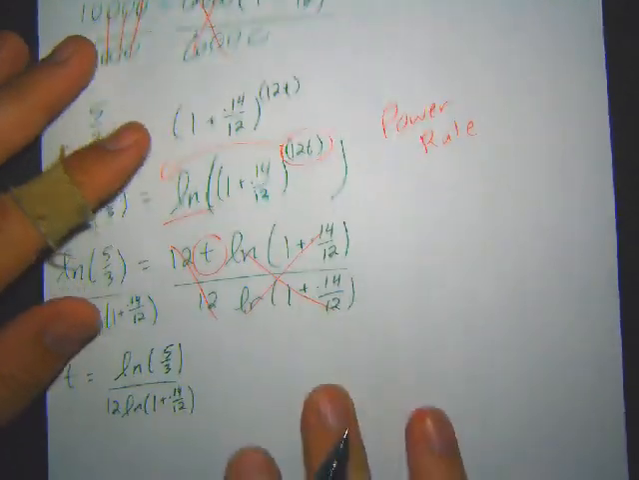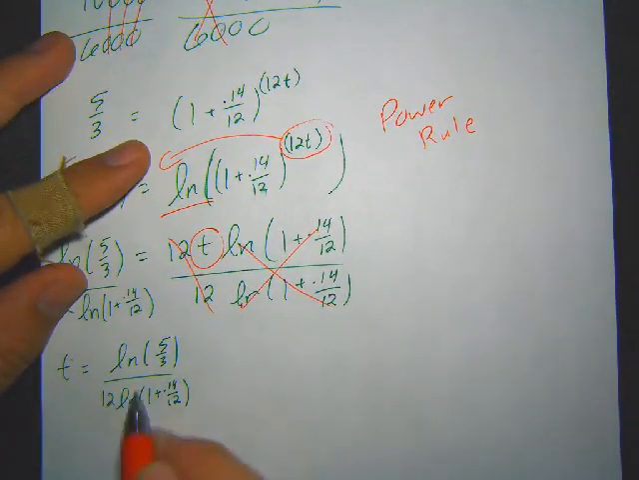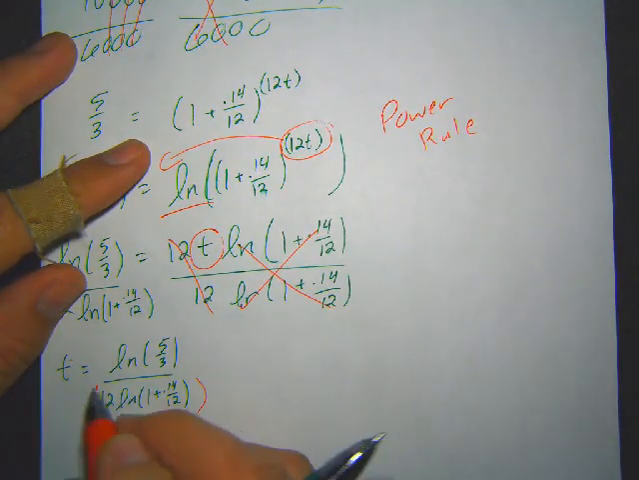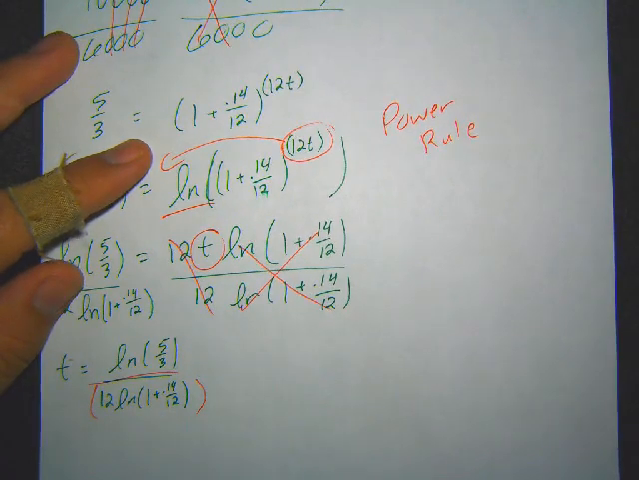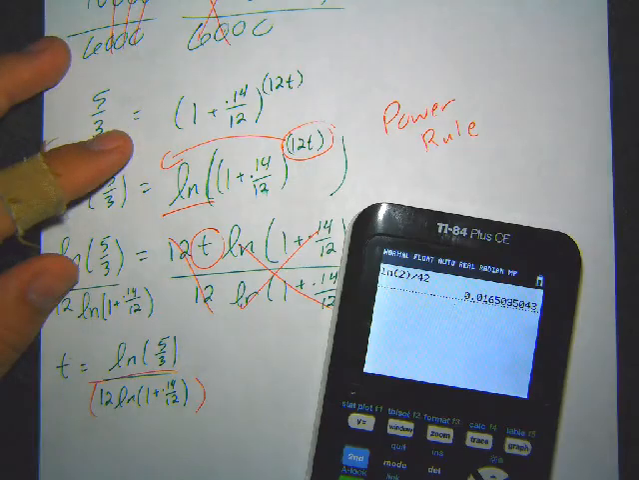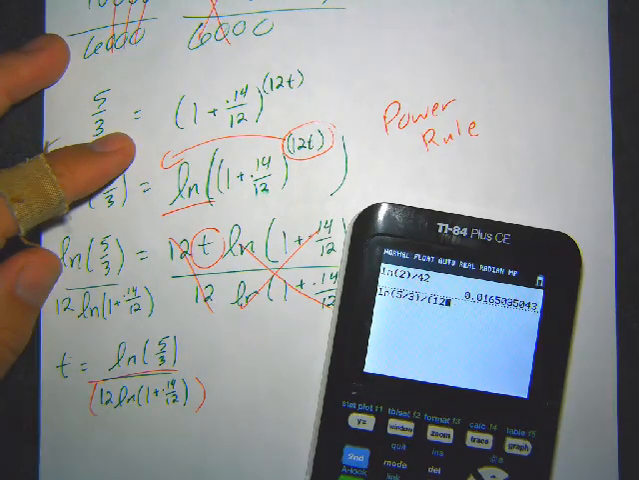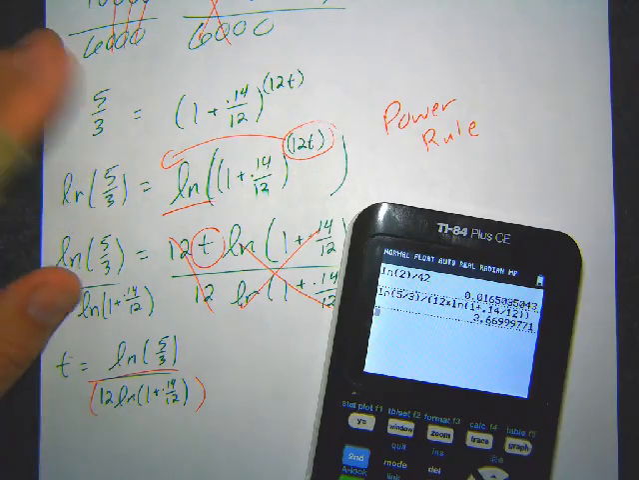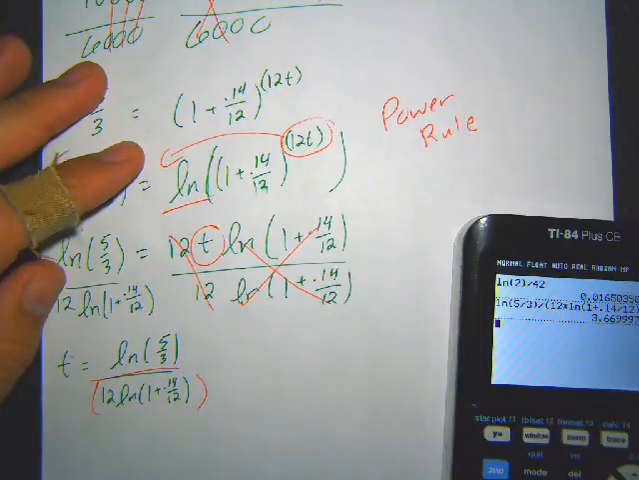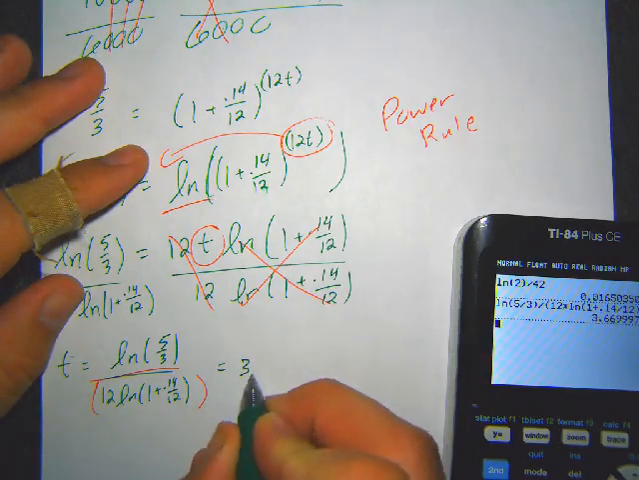Now when I type this in my calculator, I want to make sure I type this in correctly. Since there's a big division bar here, you do need a parentheses around the bottom as well, just to make sure that the division bar works correctly. That's an easy mistake to make. I'm going to do natural log 5 divided by 3, that's the top, close it off. Divided by, I'm going to do a parentheses, do 12 times natural log 1 plus 0.14 divided by 12, close that parentheses, and close the parentheses for the bottom, and then that should give me the right answer, which should be 3.67 if you want to round that.